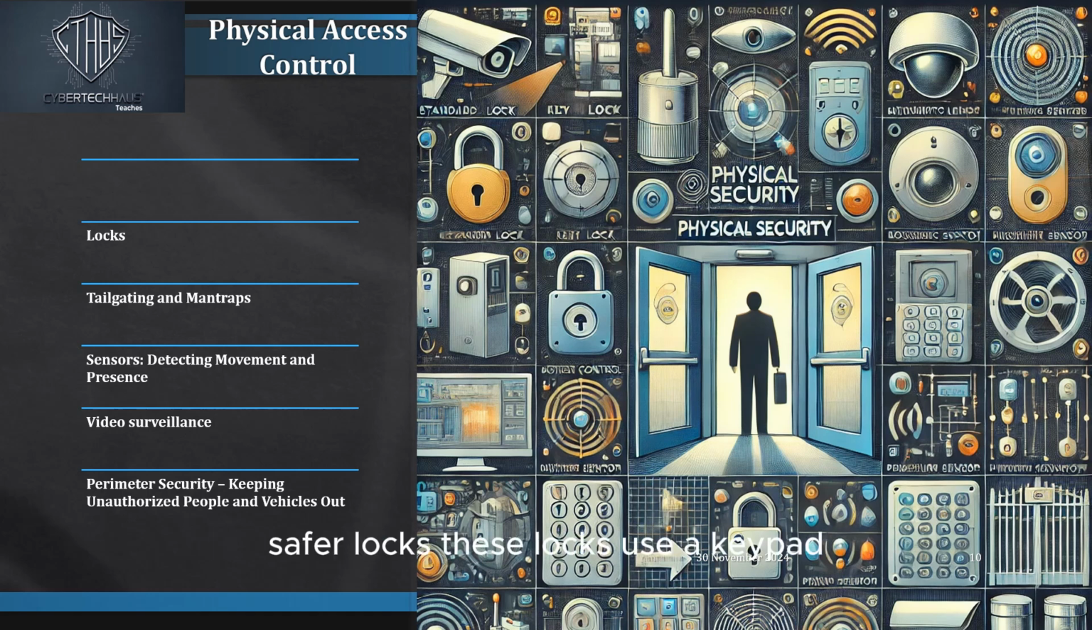Cipher locks. These locks use a keypad where users enter a code to unlock the door. Biometric locks. These locks identify users based on their physical traits or characteristics, like fingerprints or retinal patterns. Card-based locks. These use cards such as magnetic stripe or proximity cards to grant access.